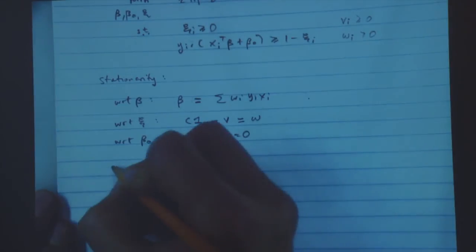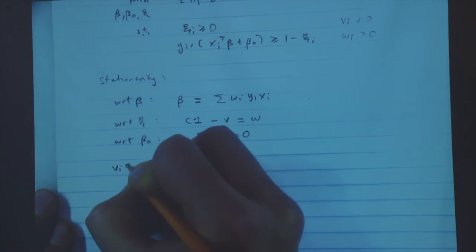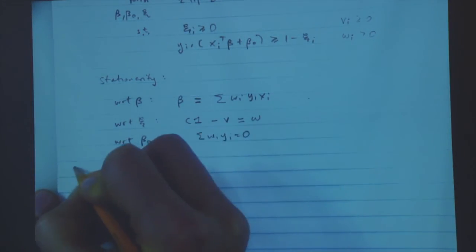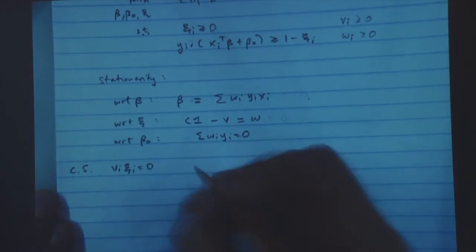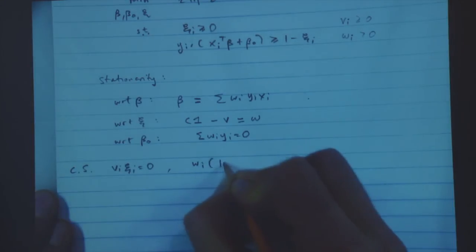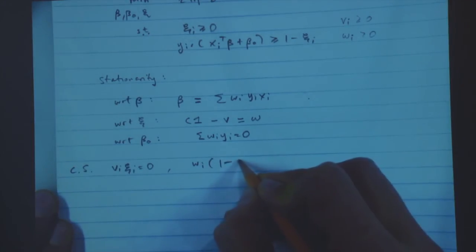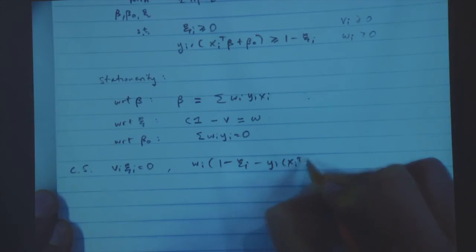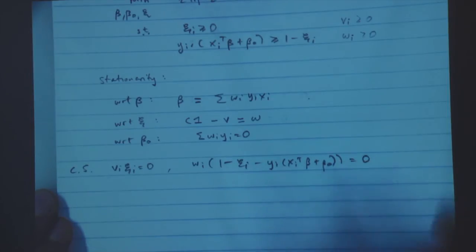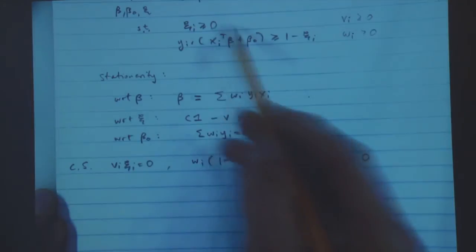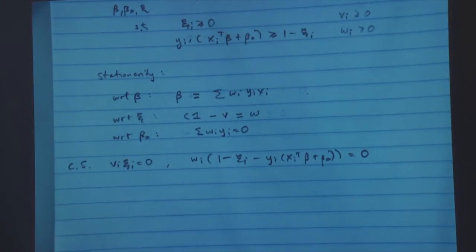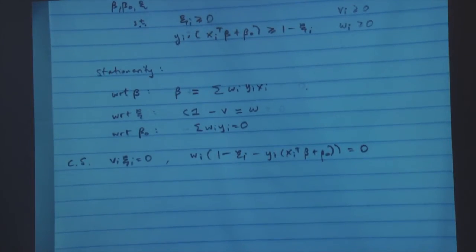Complementary slackness says that vi times psi i has to be equal to 0. This is complementary slackness. And also that wi times 1 minus psi i minus yi times xi transpose beta plus beta naught equals 0. And dual feasibility is here, and primal feasibility is written down up there, so I'm not going to rewrite them. So these are the KKT conditions for the SVM problem.